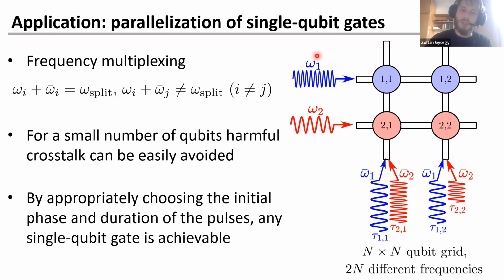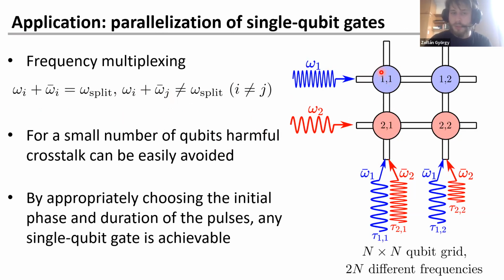We have to connect different frequencies on n different rows. And an important thing is that we need frequency multiplexing on the vertical lines. So on every single vertical line, we have to add n different driving frequencies. And if these conditions are met, so if the frequencies are in pairs, and if they are resonant, so omega i plus omega i bar is equal to omega split. For example, omega 1 plus omega 1 bar has to give omega split, so they have to be resonant, so they can drive this qubit.